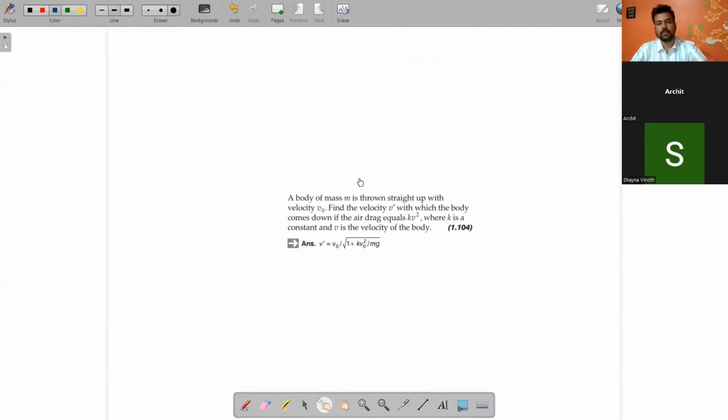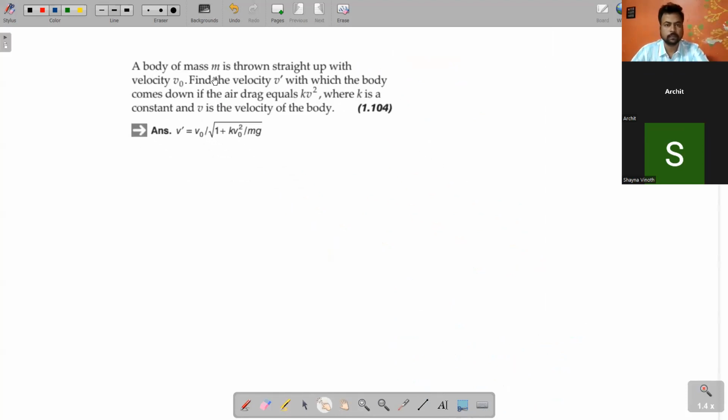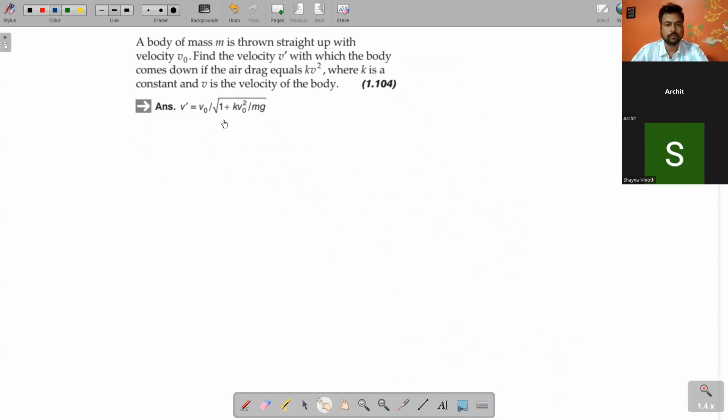Last question. Let's check this question. This is from Irodov.